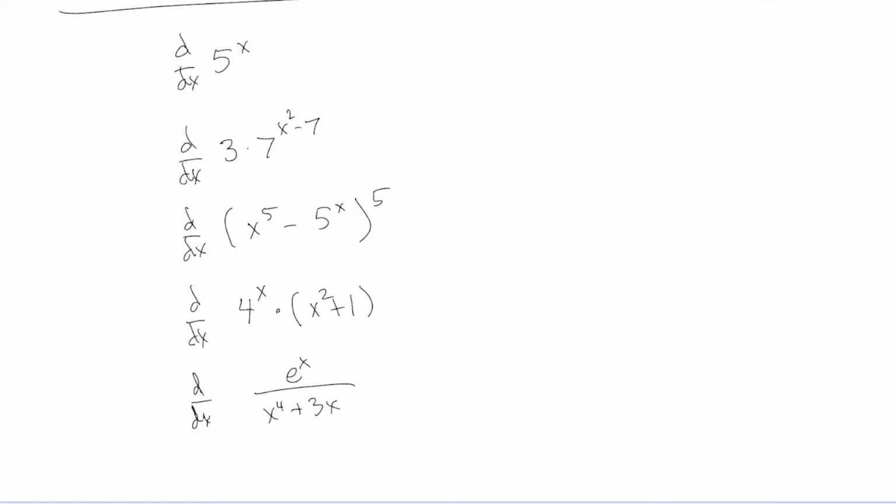So the first one, 5 to the x, you just plug directly into the formula. It's 5 to the x, natural log of 5. The next one looks slightly weird with the 3 there. You may be tempted to just at the very beginning multiply 3 times 7, but you shouldn't do that. It's because of the order of operations. You should do the exponent first and then multiply by 3.